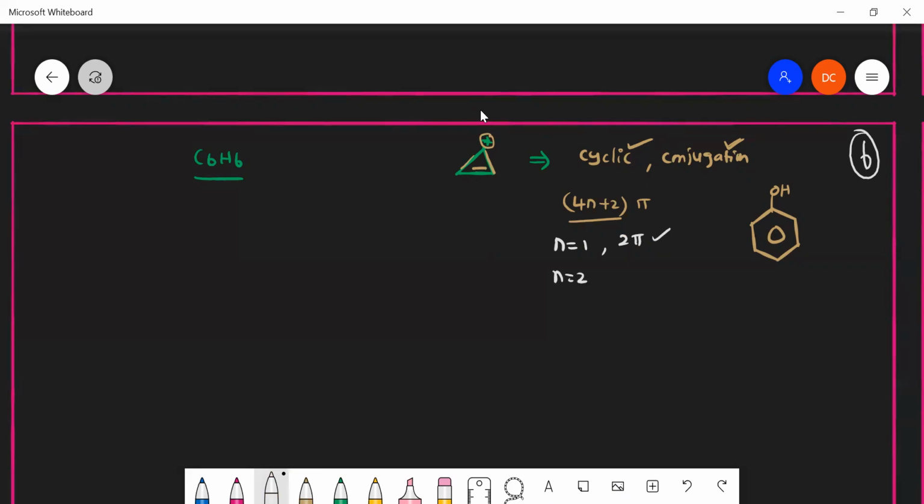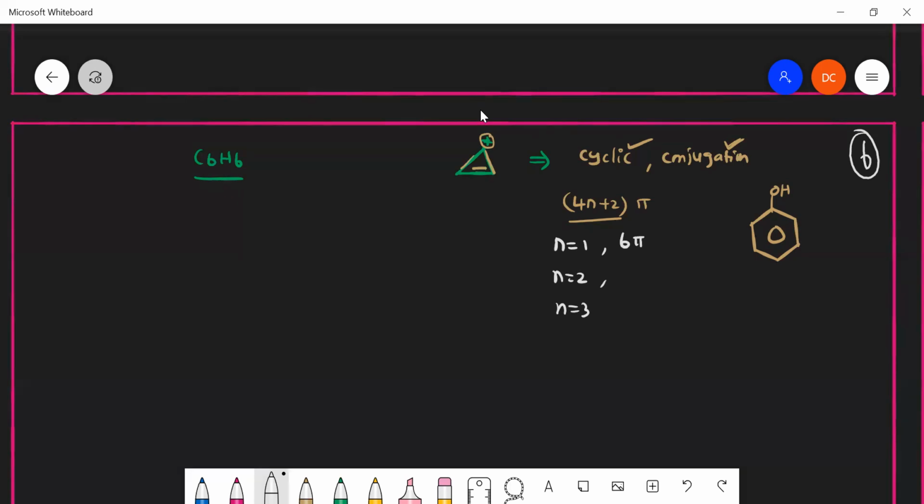If n equals 2, what about that? 6 pi electrons. Then the compound will be aromatic. If n equals 3, then what happened? 4 into 3, 12, 14 electrons. Am I right? Sorry, n into 3 means 4 into 3. For the 4n plus 2 pi electron rule, if n equals 1, it means 4 into 1 plus 2. So 6 pi electrons. Am I right?